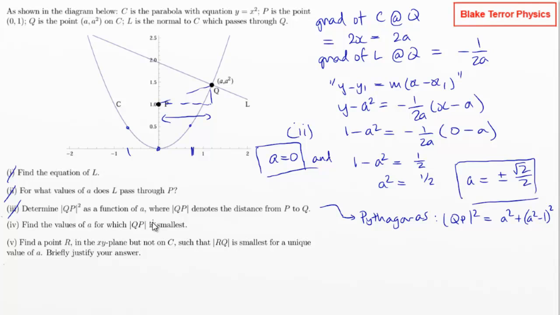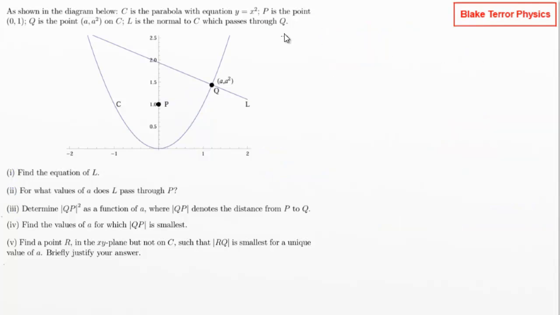Find the values of a for which this is smallest. Right, let's get a clean sheet for this. So we've got a squared plus (a squared minus 1) squared. That's what we're looking at here. That's our QP squared. And we want to minimize this. So we want to get QP on its own because we're just minimizing QP, not QP squared. And then we're going to want to differentiate. So QP is then going to be just the square root of this. I don't really fancy just differentiating that, so I'm going to expand out this bracket.